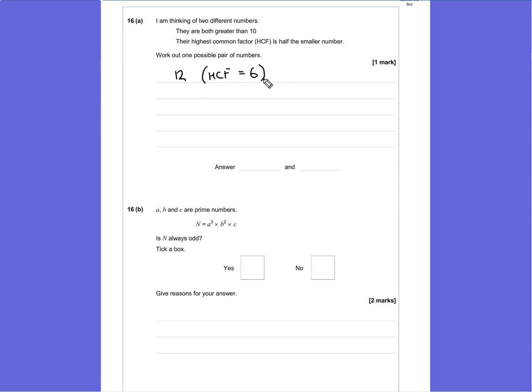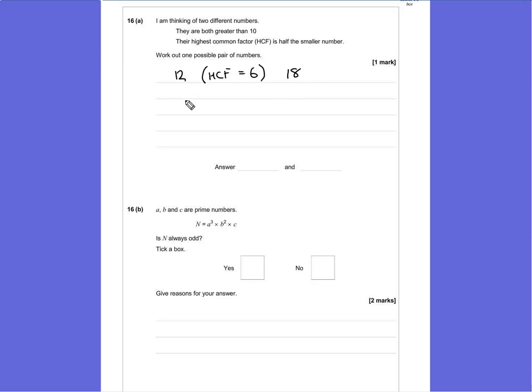So I'm looking for a number in the 6 times tables which is bigger than 12, so 12 add 6 is 18. Both numbers are greater than 10, and their highest common factor is 6, because 6 is the highest number that goes into 12 and 18.